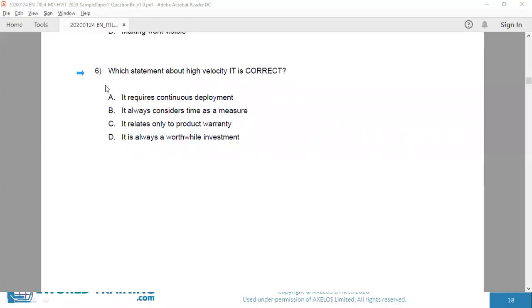Let us now practice a sample question related to high velocity IT. Question number 6 from the sample paper from Axelos. Which statement about high velocity IT is correct? A: It requires continuous deployment. B: It always considers time as a measure. C: It relates only to product warranty. D: It is always a worthwhile investment.